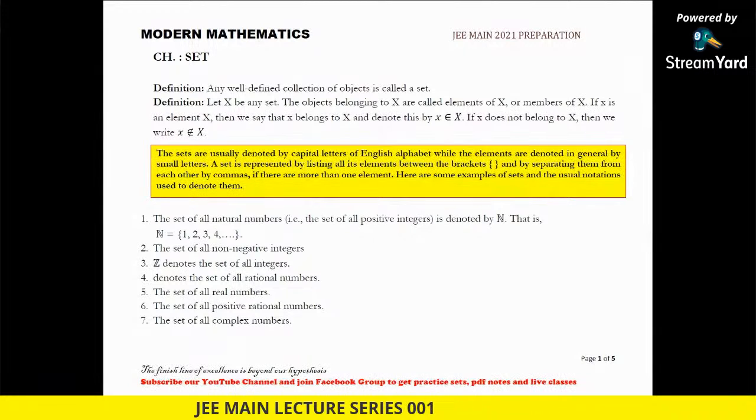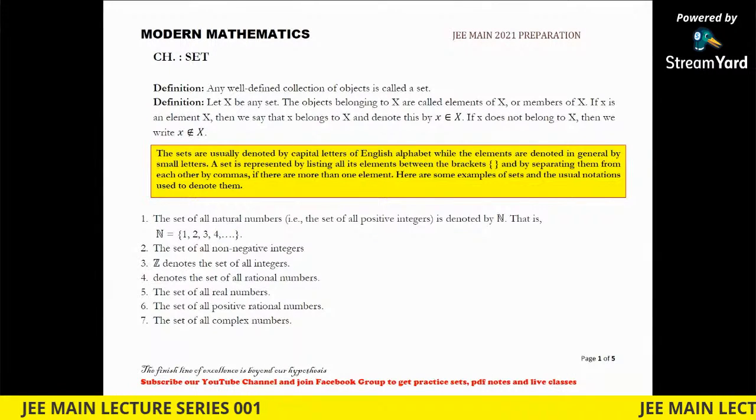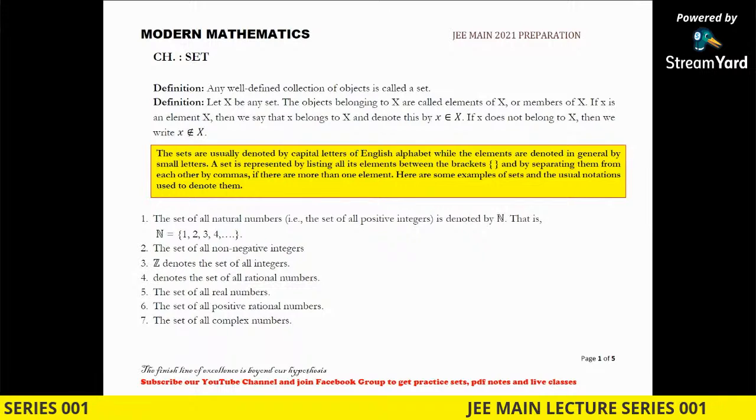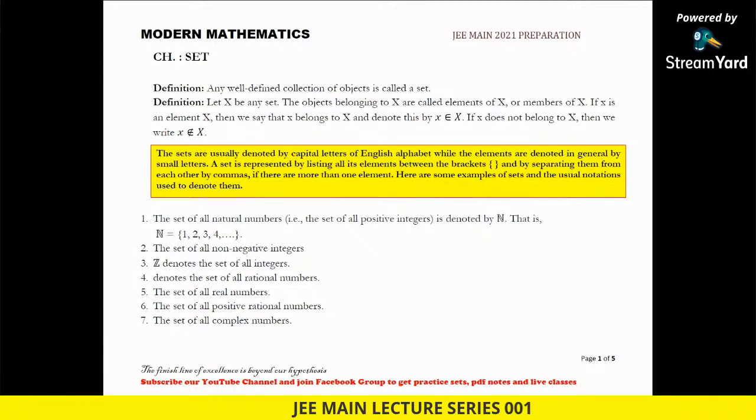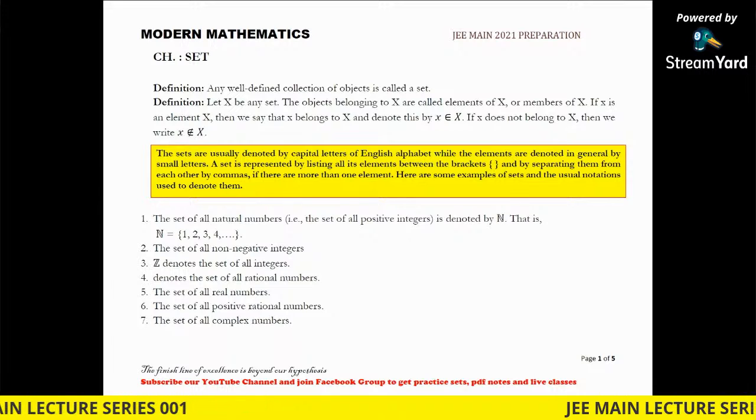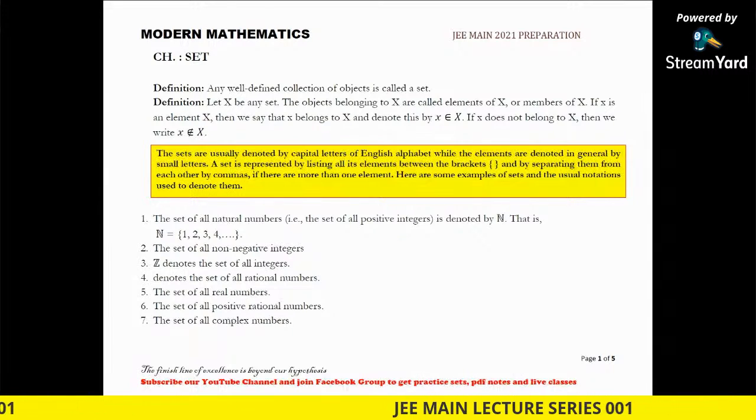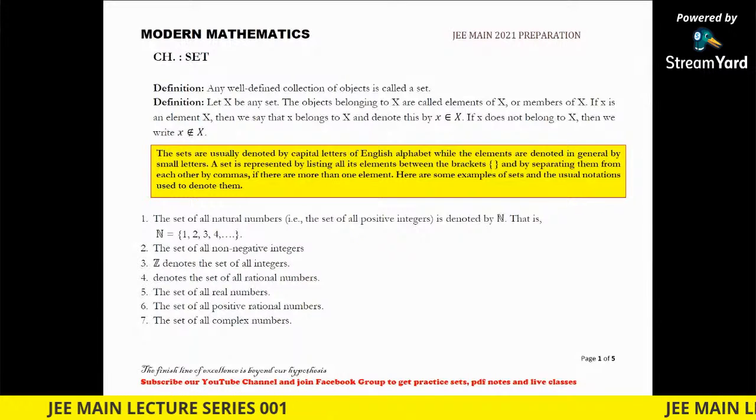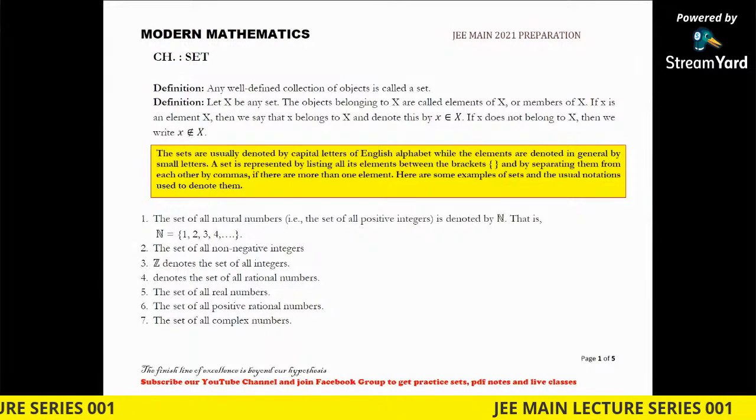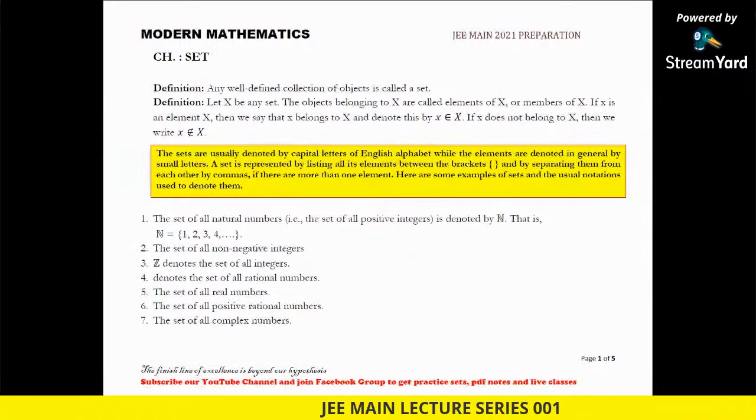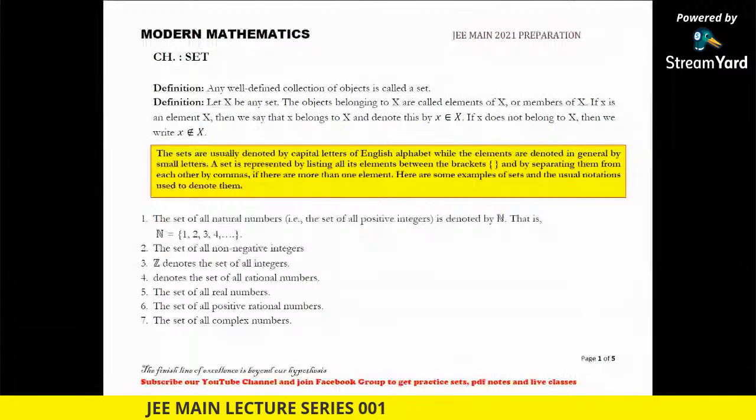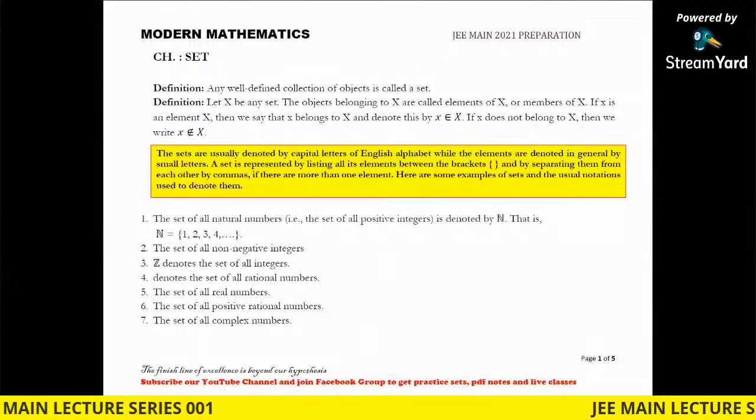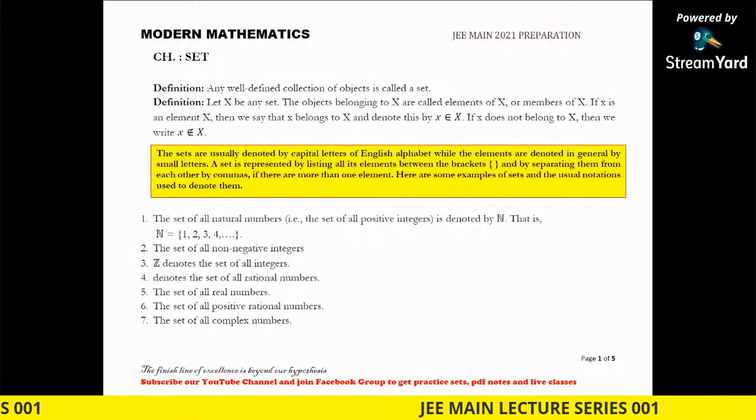The sets are usually denoted by capital letters of the English alphabet, while the elements are denoted, in general, by small letters. A set is represented by listing all its elements between brackets and separating them from each other by commas, if there are more than one element.